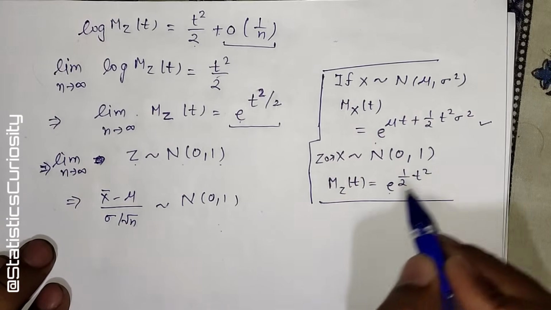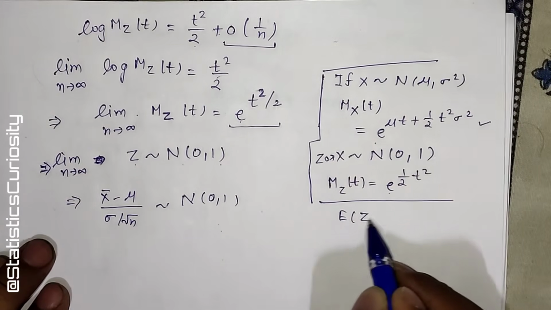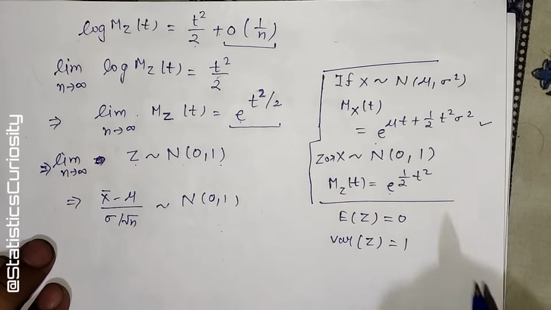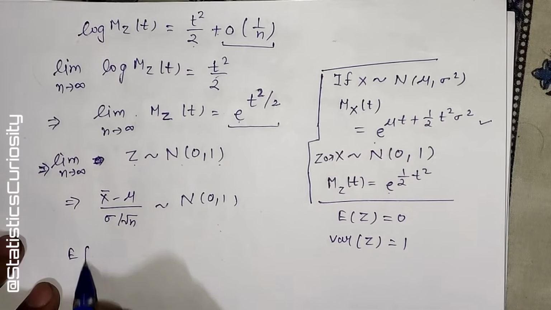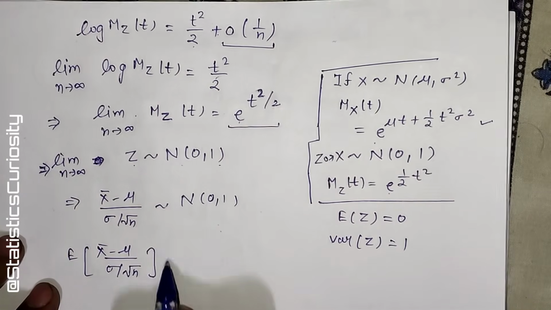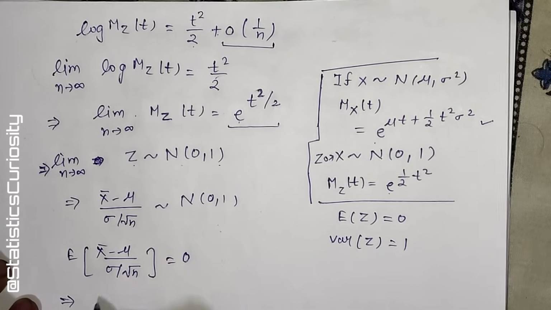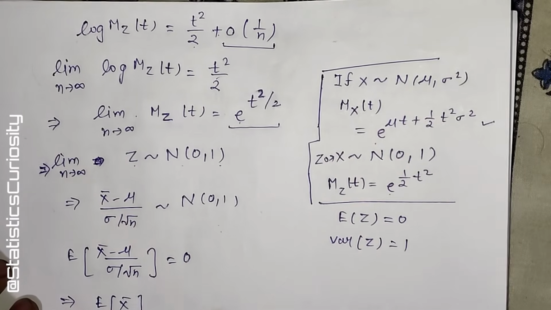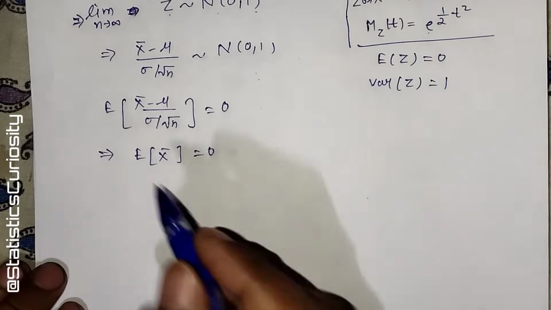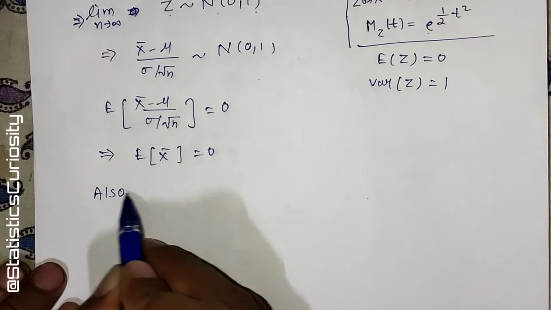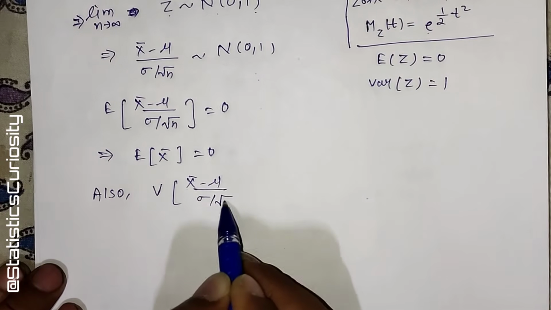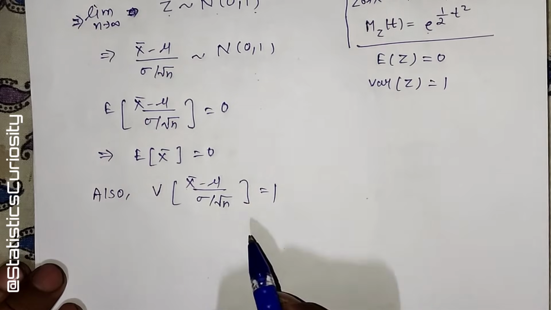We all know the mean of the standard normal is 0 and the variance of a standard normal variate is 1. So the mean of x bar minus mu divided by sigma upon root n will be 0. So from here we can see the expectation of x bar minus mu will also be 0. Also, the variance of x bar minus mu divided by sigma under root n is 1.